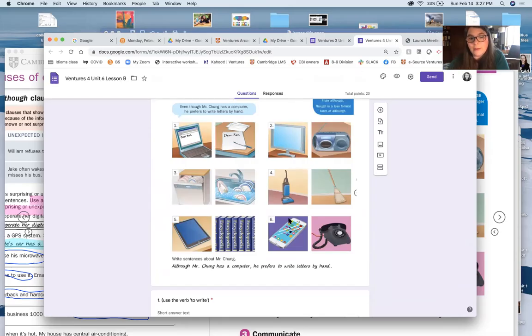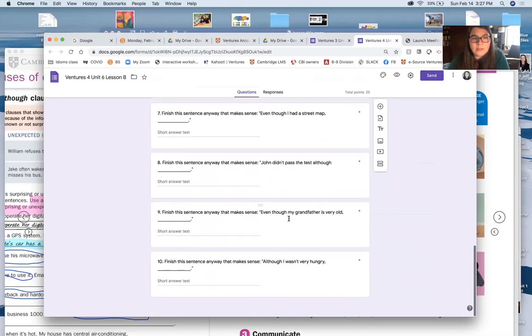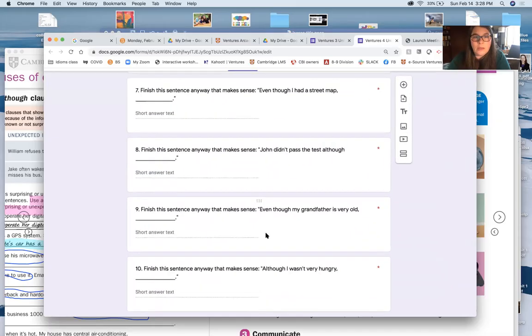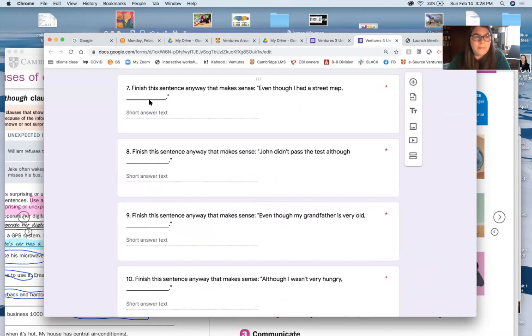So practice writing. At the bottom, I've asked you to answer 4 questions. This is to help me see if you understand how to use even though and although. So for example, finish the sentence any way that makes sense to you. So lots of different answers. Even though I had a street map, what happened? Something surprising. How about number 8?